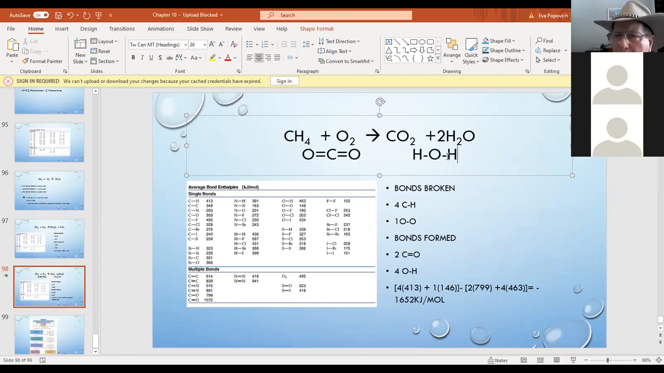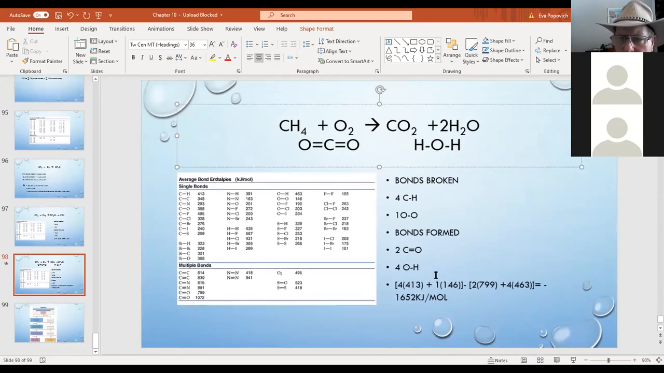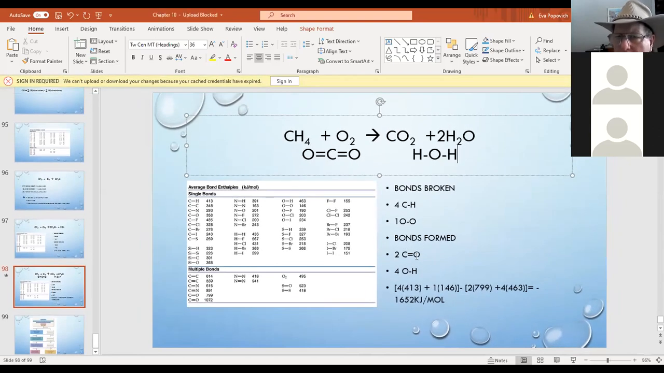how many OH bonds am I breaking, Gabe? Two. How many molecules? Two. So how many OH total am I breaking or forming? Four. So what I do: I broke four CH bonds, four times 413, which is the CH bond, plus one OO bond, 146, minus I formed two carbon double bond O's, which is 799, plus four times OH, which is 463. I add those all up, or add and then subtract, and I end up with 1652. Okay. All right.